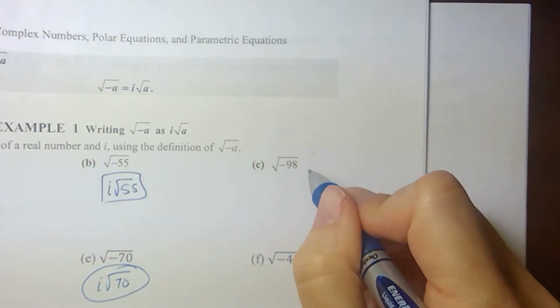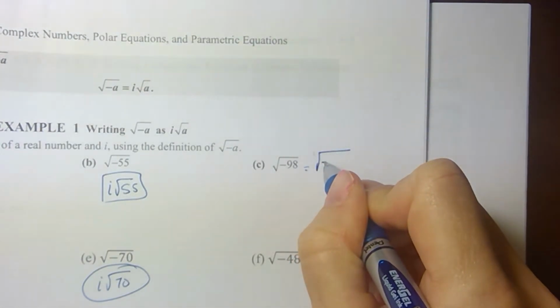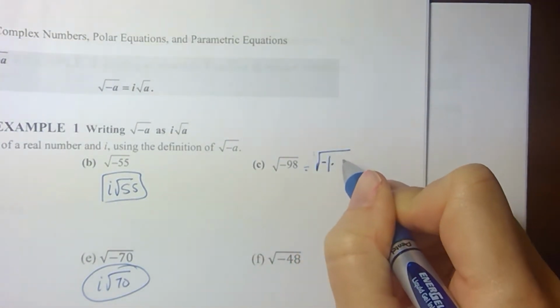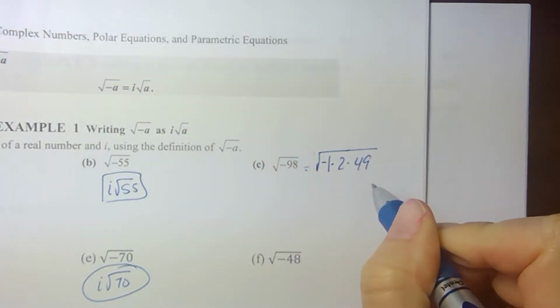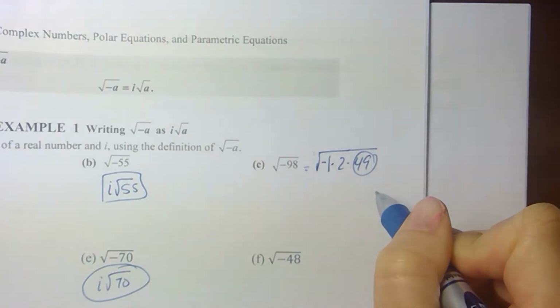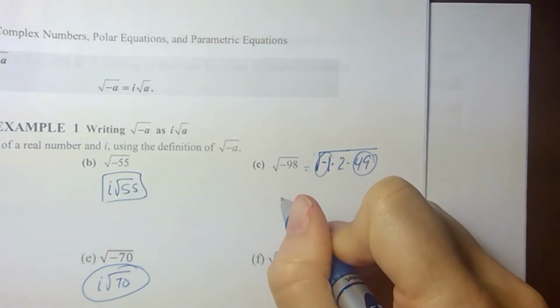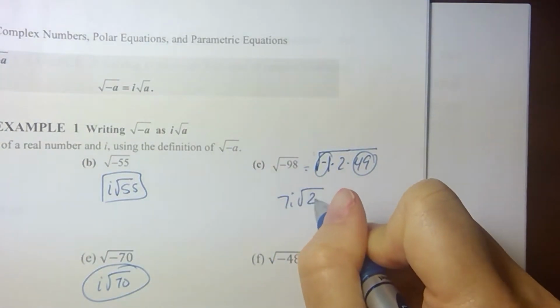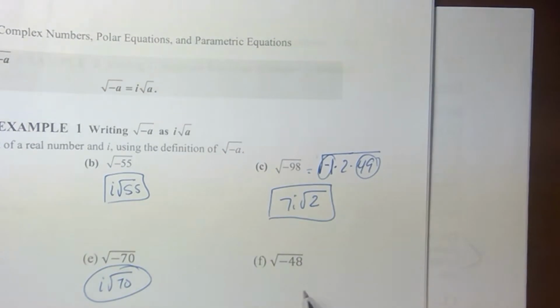98 is even, so let's think about maybe dividing out the 2. So that negative would be negative 1 times 2, and if I divide 2 out of 98, I'm left with 49. Well, 49 is a perfect square. The square root of 49 is 7. The square root of negative 1 is i, so 7i square root 2. I can't pull that square root 2 out. It just has to stay there.